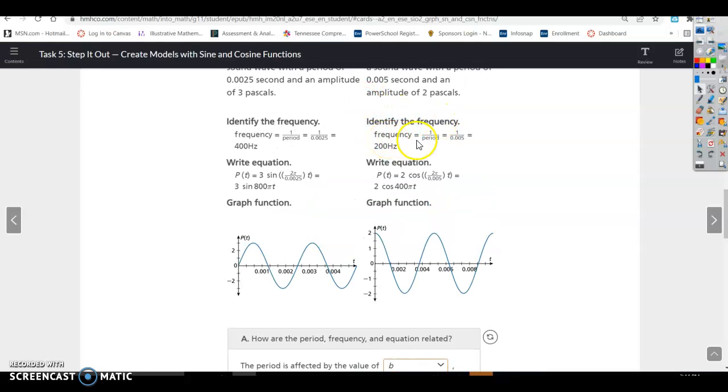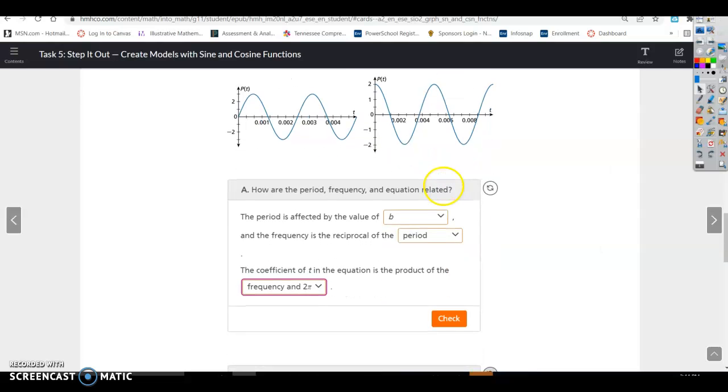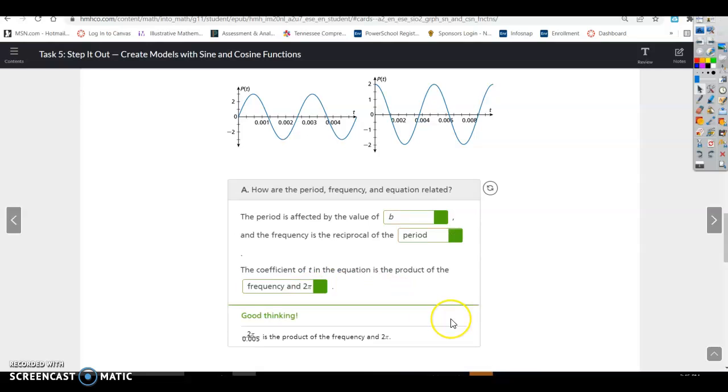Actually, the frequency, we found it given the period. 1 over the period equals the frequency here. So that is why this would be the frequency times 2 pi.